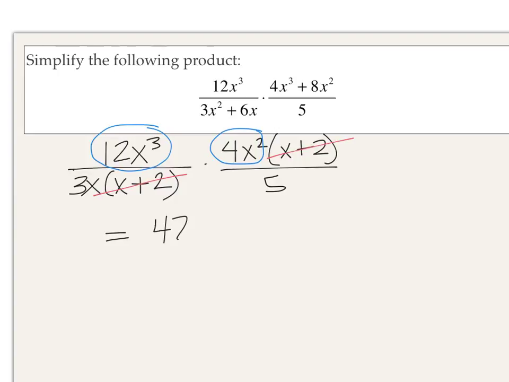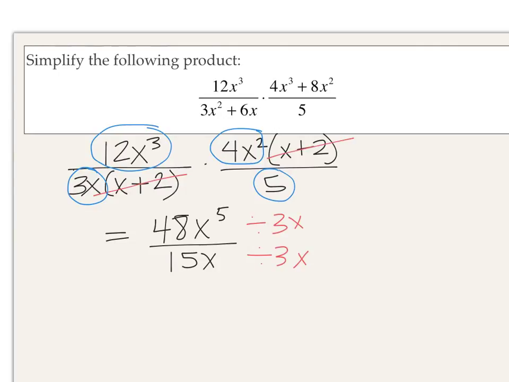So if we combined what was left over, so I have 12x cubed times 4x squared, which is 48x to the power of 5. And on the bottom, I have 3x and 5. What will 3x times 5 end up being? 15x. Now, does anyone know a common divisor between 48 and 15? It is 3, yeah. And I can also remove 1x. So I end up with 16x to the power of 4 over 5. Okay? And that ends up being the simplified form.